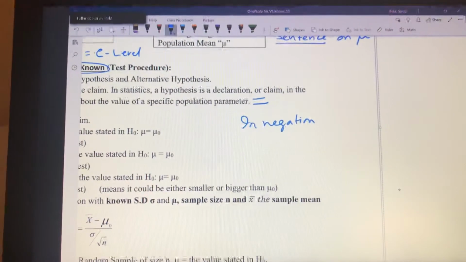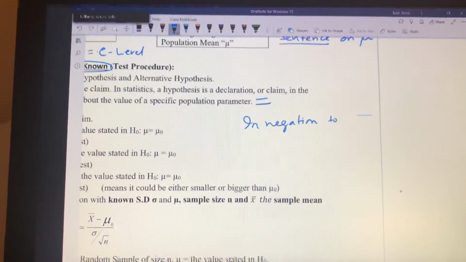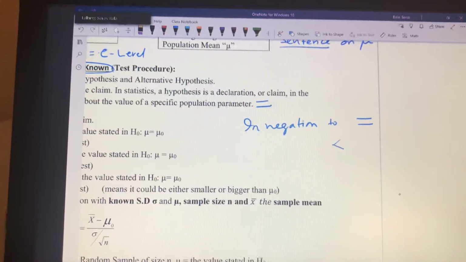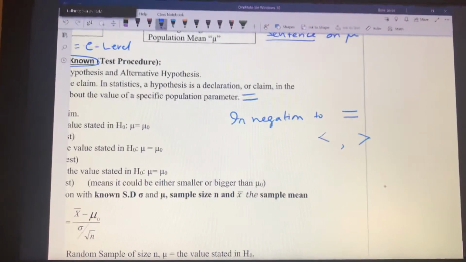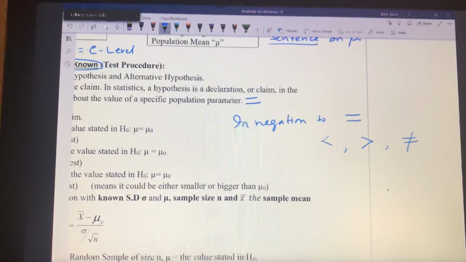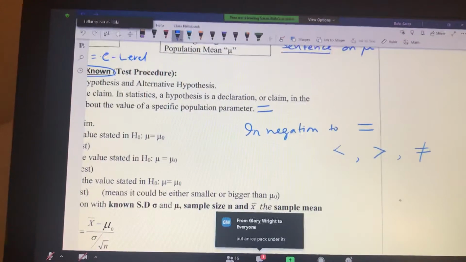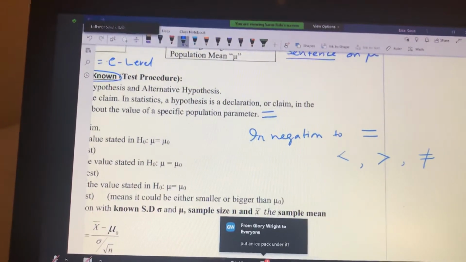So in negation to the equality sign, there are three signs in math. It could be less than, or it could be greater than, or it could be not equal to. So in negation to the equality sign, we have three types of sign available.